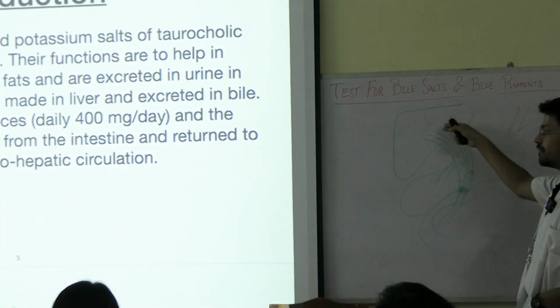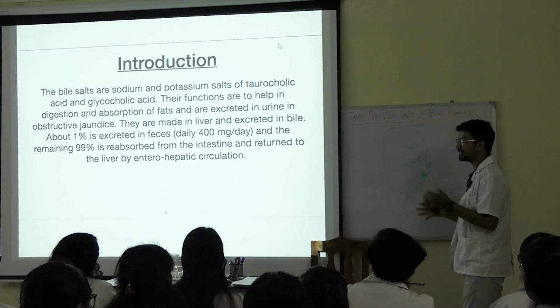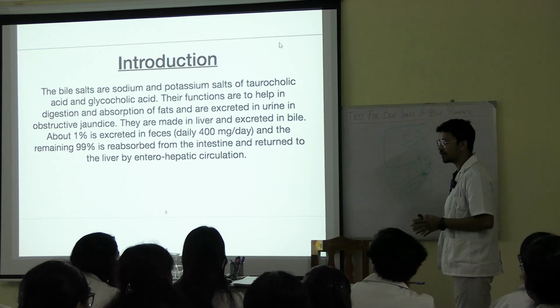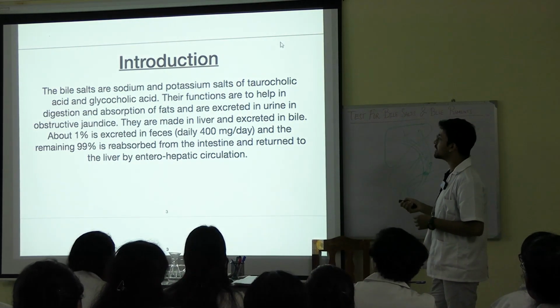Same thing, they are made in the liver and they are excreted in the bile. The bile is what? The composition of bile salt, bile pigments, bile acid, everything together we are calling bile. So they are made in the liver and excreted in bile. About 1% is excreted in the feces and 99% gets reabsorbed.